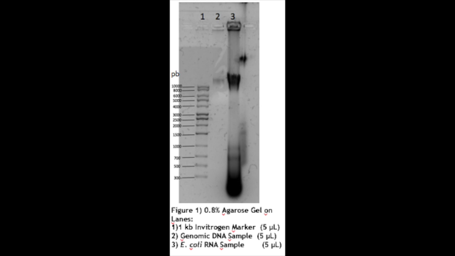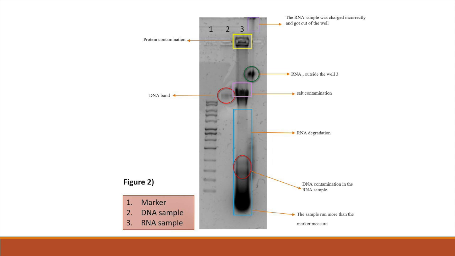On the first lane, we can see a 1 kilobase marker. On the second is a genomic DNA sample. And the third one is an E. coli RNA sample. In figure 2, we can see that there is a DNA band on lane 2, circled in red. Then on lane 3, on the upper side of the well, we can see that the RNA sample was loaded incorrectly, so that it went out of the well.